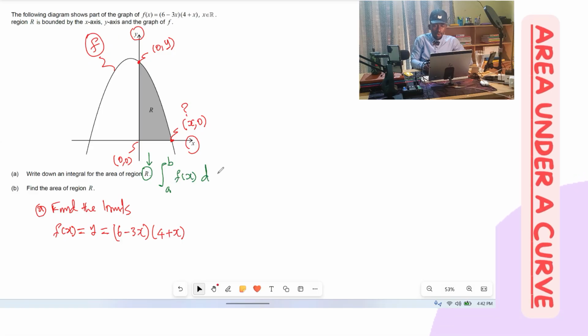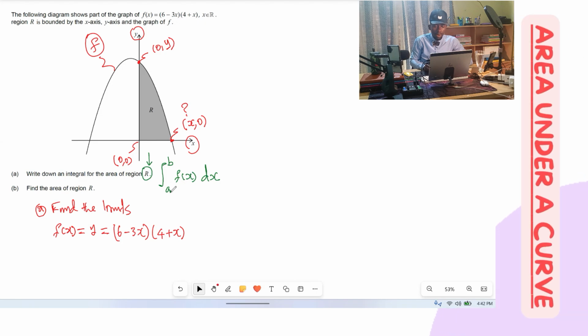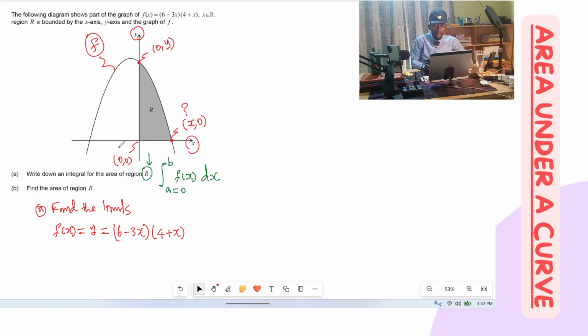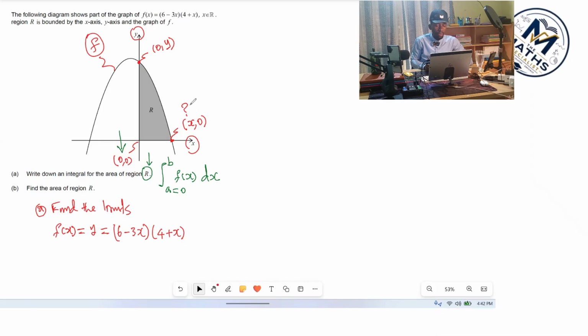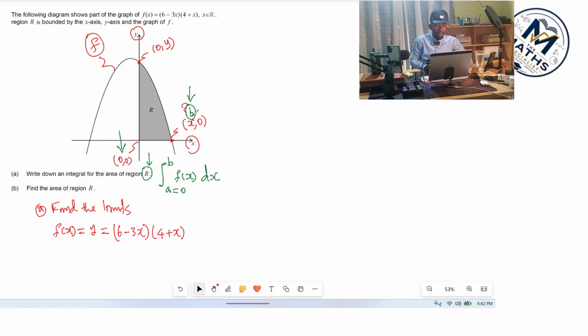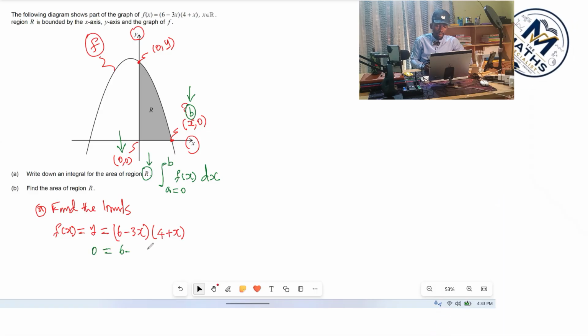So our f of x we already have. We don't know a to b. Oh, a we have: a is 0, because we will integrate from here, 0, 0, to here, x. So this is our b, which now we need to find. But at this point b, we saw that y is 0. So we plug in y equals 0: 0 equals (6 minus 3x)(4 plus x).